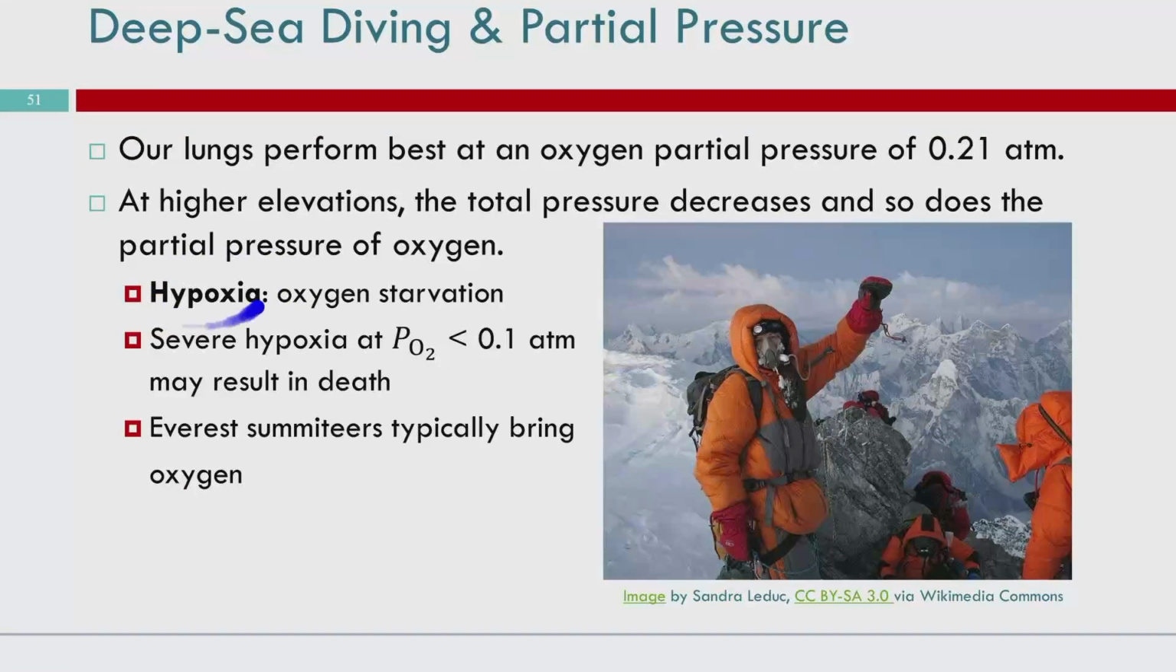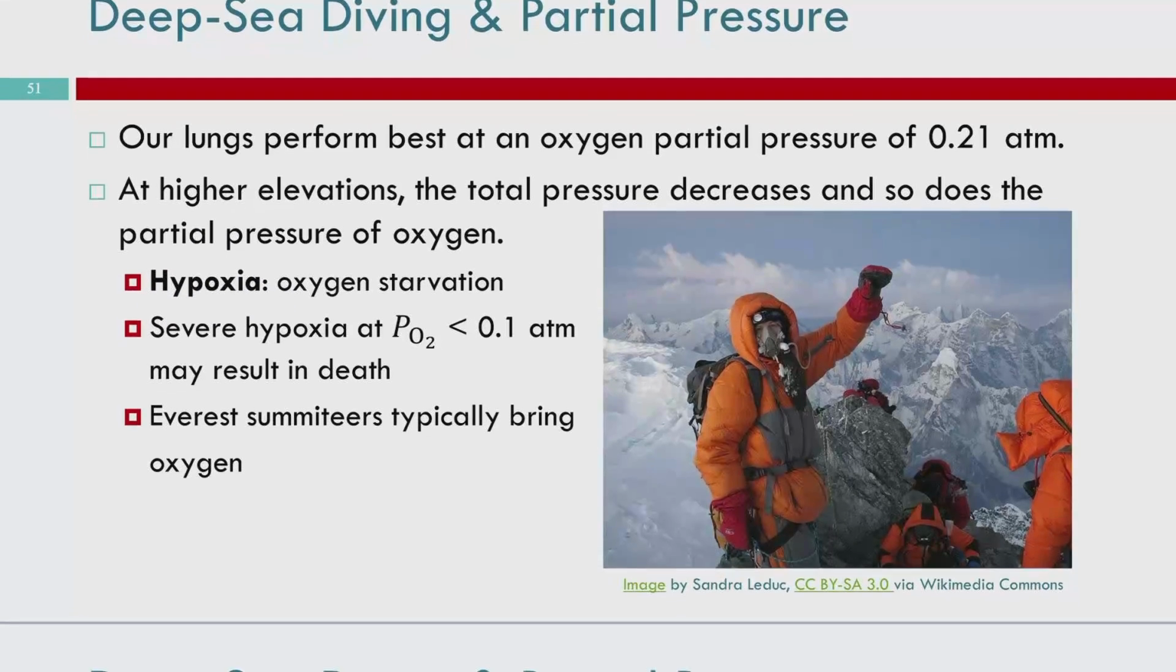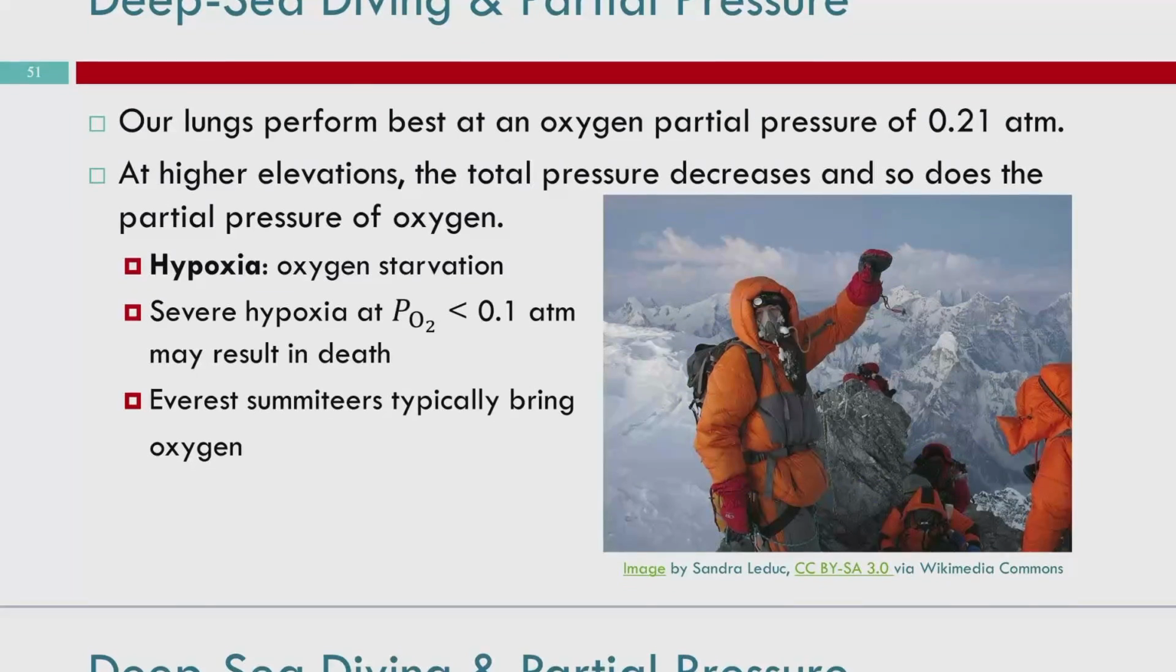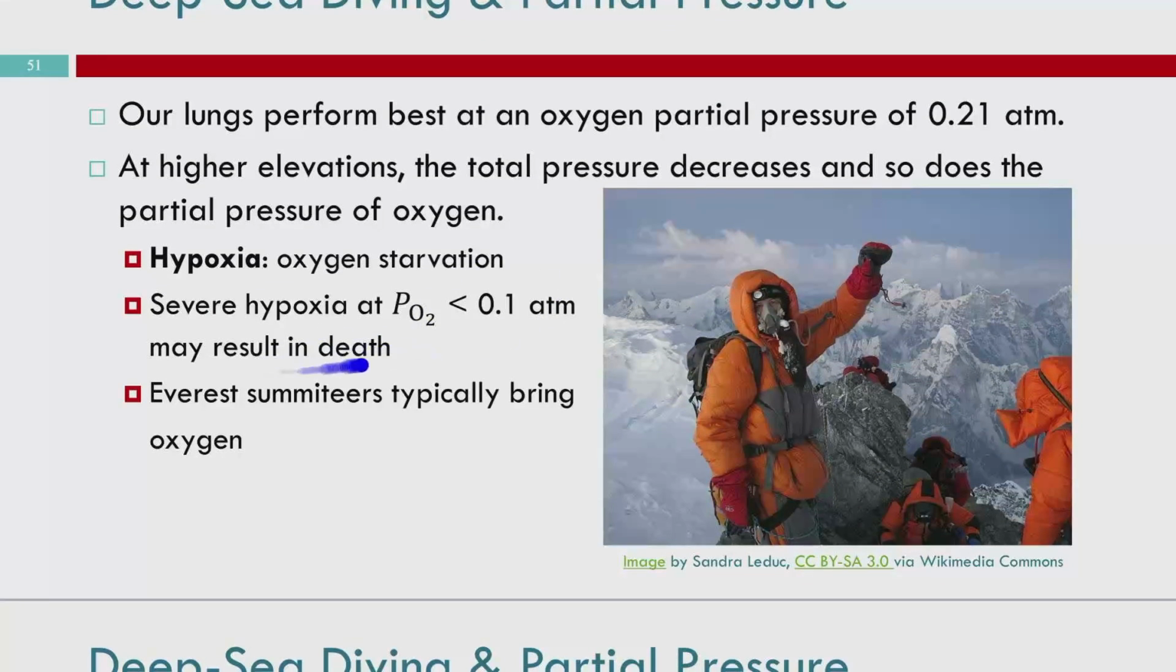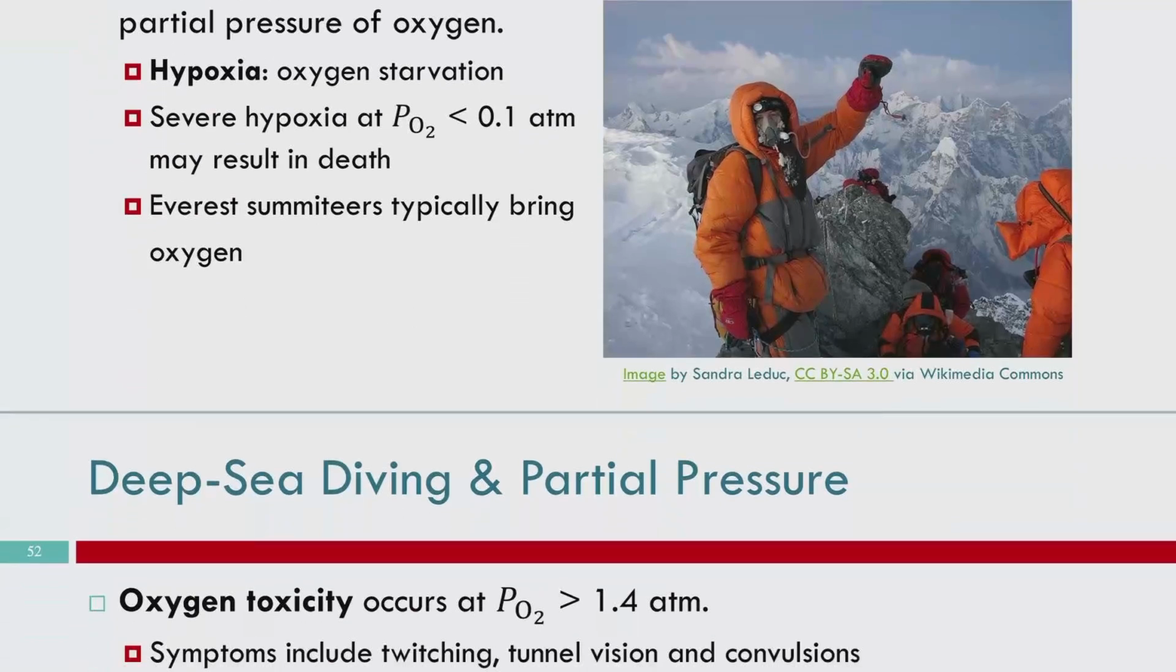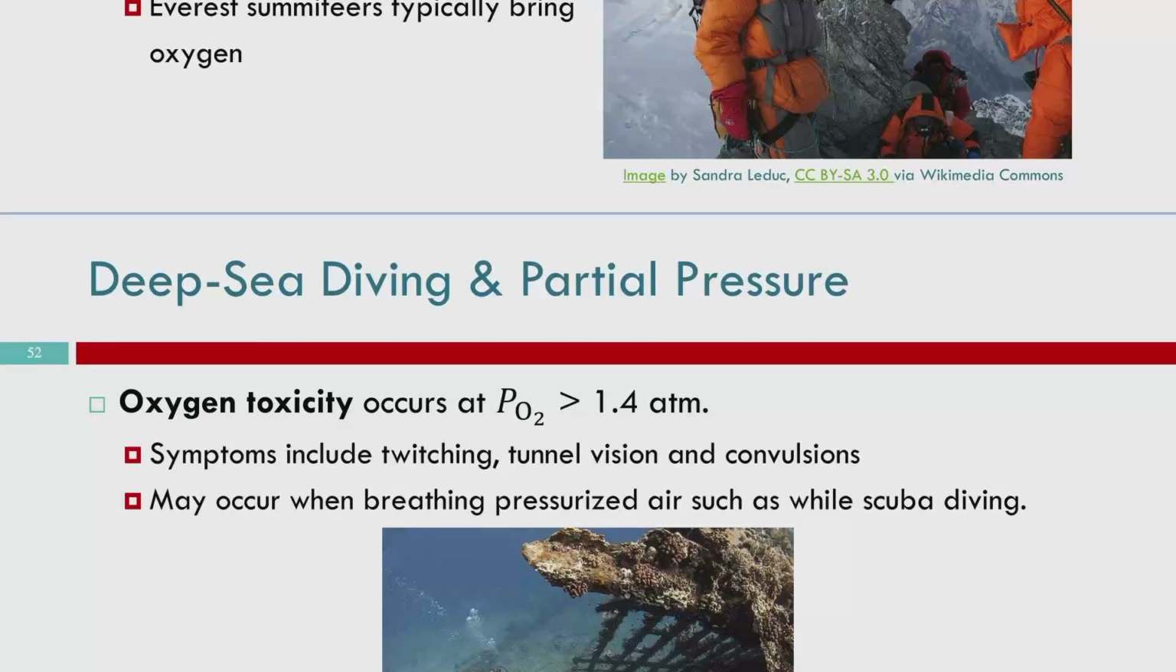And if that gets to a severe extent, then you can get hypoxia, hypo plus oxia, the oxia for oxygen, hypo for low or less than, which is oxygen starvation. And severe hypoxia, like people up at Everest, can result in death. So if you're summiting Everest, you're typically going to bring oxygen, and even then it's not super safe necessarily. So you'll just carry along a tank of oxygen so that you can supplement when you need it.